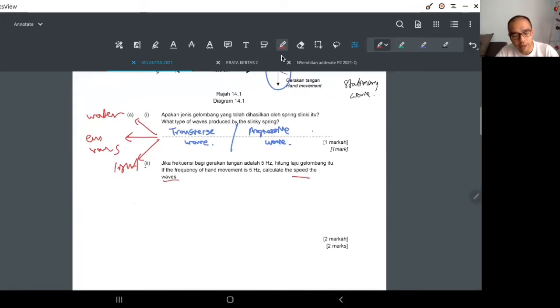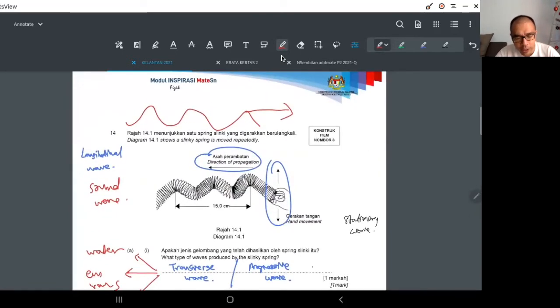The formula for this is v equals f lambda. You are given f, so no problem. But now, what is the lambda? The lambda is definitely not 15, everybody, because how many waves are there? There are 2 waves, 1 and 2. There are 2 waves in this one.